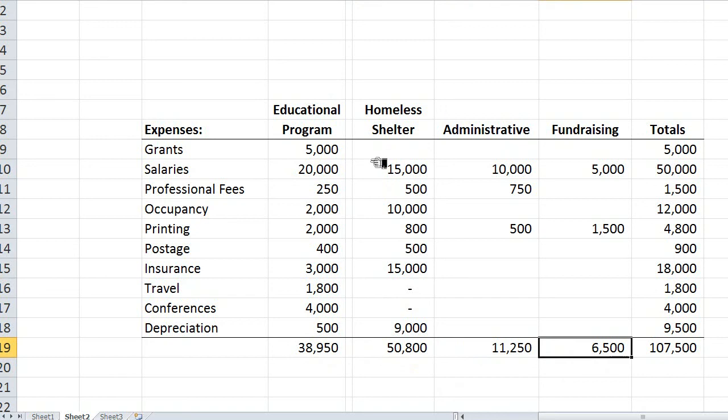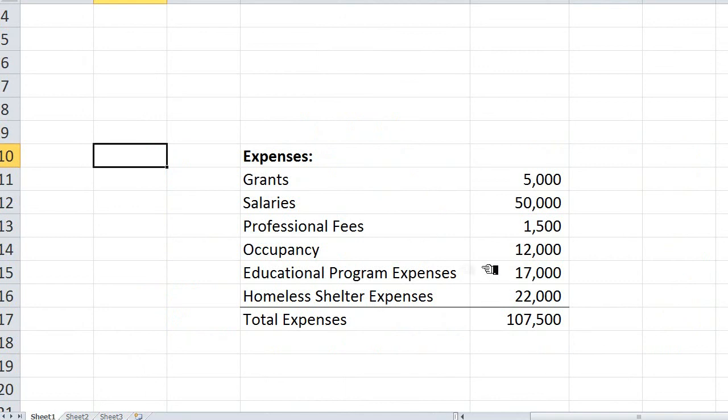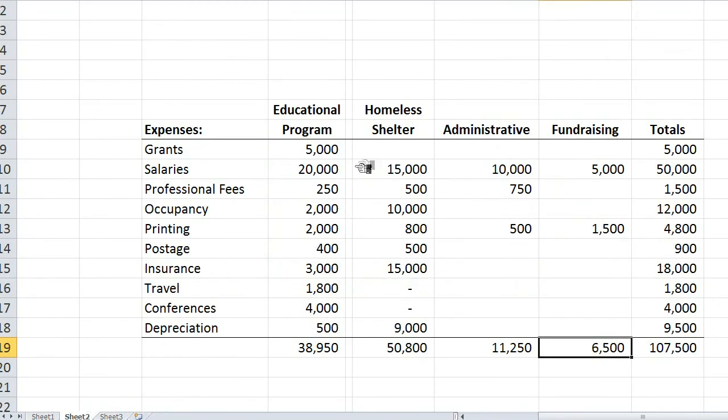Now, if you only have one program, this really isn't necessary. Okay, if you just have one program, this would be okay, although it would be better to just go ahead and itemize. Let's say you only had an educational program, you didn't have the homeless shelter. So instead of just saying educational program expenses $17,000, you could just itemize what those expenses are. Okay. But if you have more than one program, this really is the way to go with this type of a thing, this type of a statement of functional expenses.